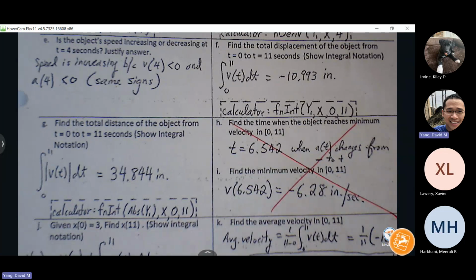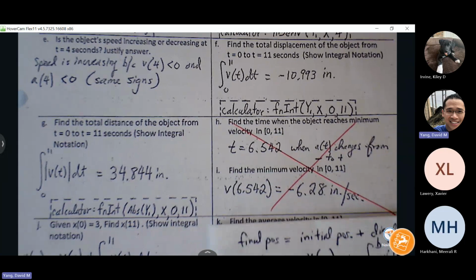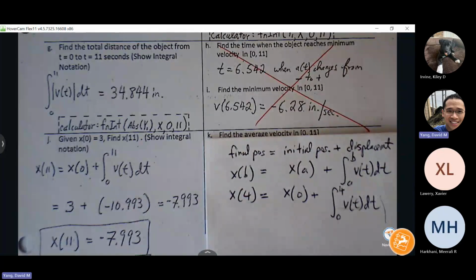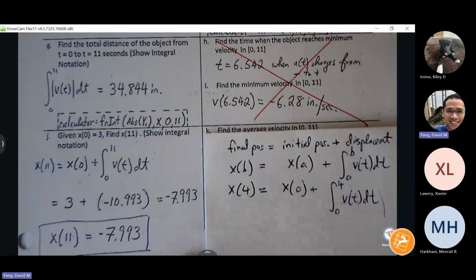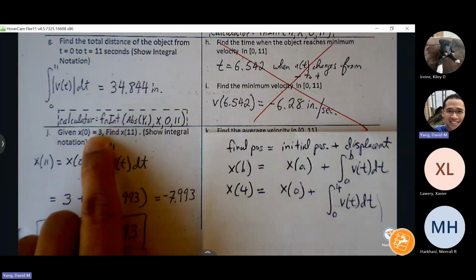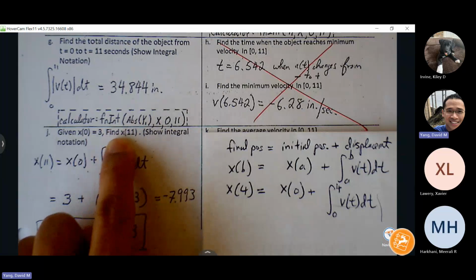Okay, you can skip part H. Now look at part J. Now it's asking for a specific location. It says, okay, we're telling you that at 0, this particle is at position 3. Where's the particle going to be come 11 seconds?